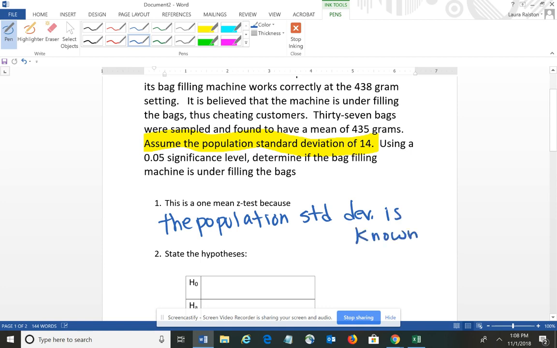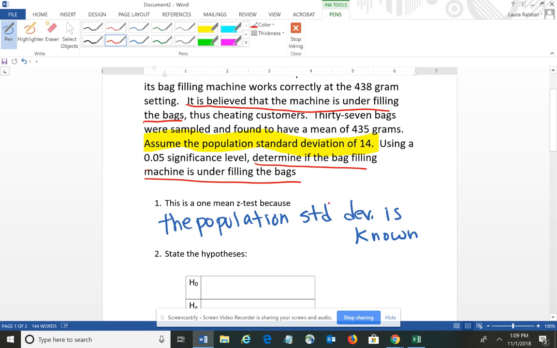And the first step in any hypothesis test is to state the hypothesis. So when you're trying to identify the hypothesis from the paragraph, you want to look for words like believe, conclude, claim, think. And oftentimes it's also restated again at the end of the problem. It's stated here in this problem, it is believed the machine is underfilling the bags. And then again, it's stated at the end, determine if the bag filling machine is underfilling the bags.